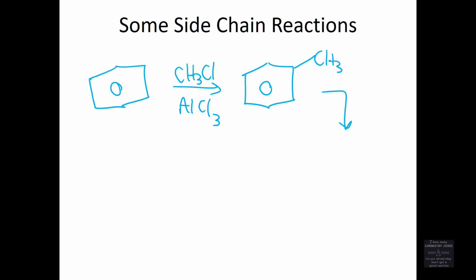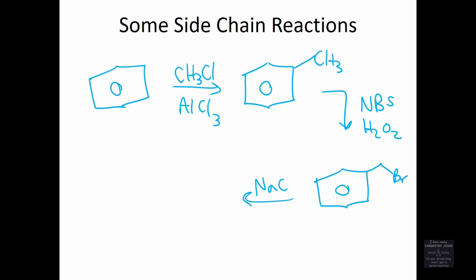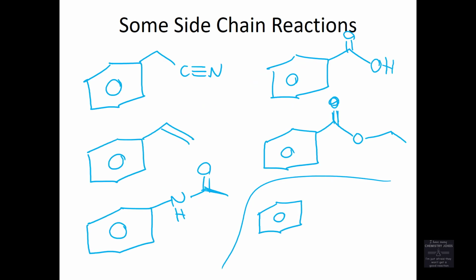What good does that do me? Well, I can do some NBS and peroxide to do radical halogenation of my benzylic carbon to give me a Br. And now that I've got a benzylic bromine, I can do some cyanide SN2 displacement. Like so. Is that how you would have put it together? I don't know. Maybe so, maybe no. I don't know. How about another one?